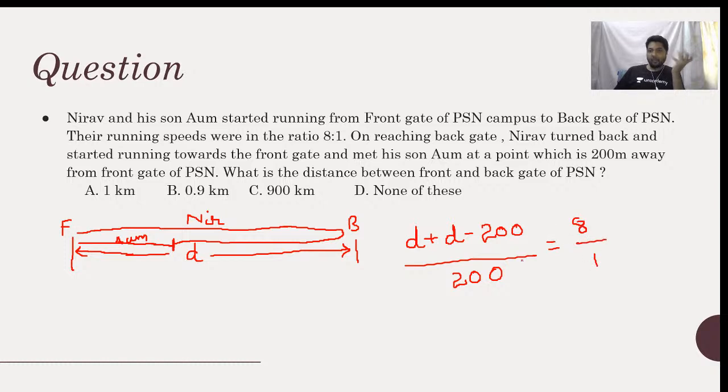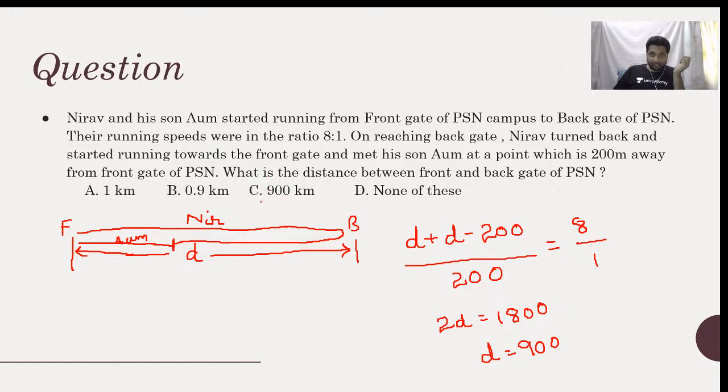Simplify, get the value of D. What do we end up with? We'll end up with 2D is equal to 1800. That means D is equal to 900. Just because you got the answer 900, don't go and mark 900.